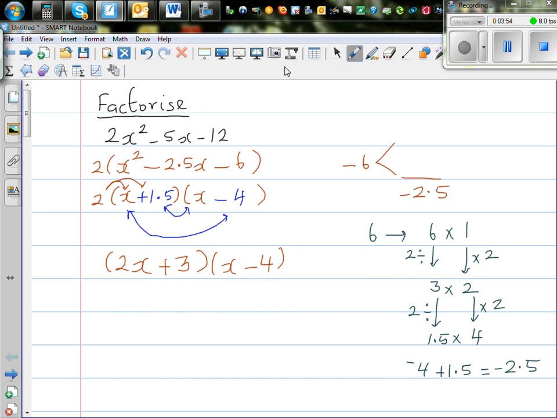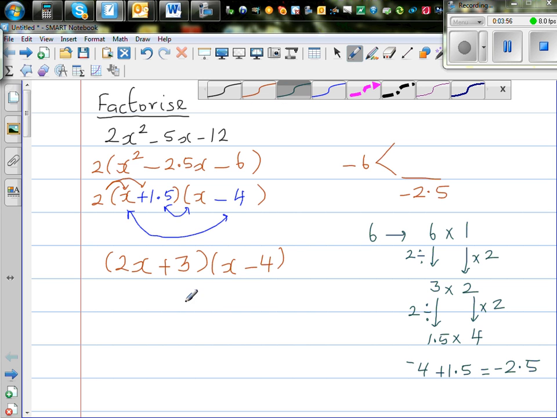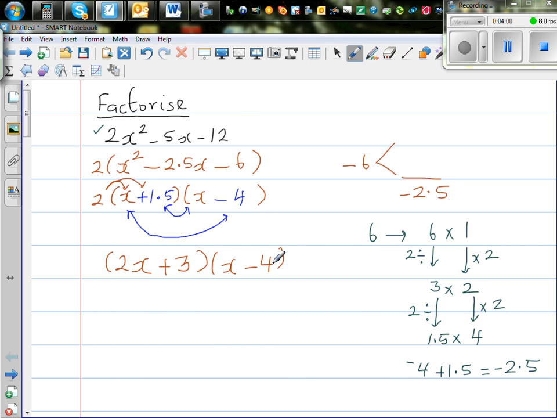And now you can check your answer by expanding it. So this is 2x times x is 2x squared. 3 times negative 4 is negative 12. Now this is 3x and this is minus 8x. So 3x minus 8x is also minus 5x.